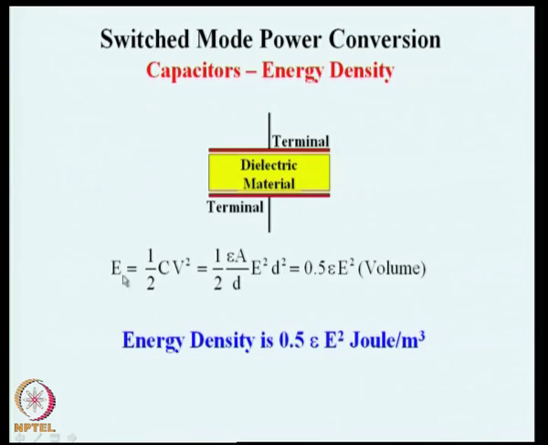If we substitute these numbers, very interesting results come. We can see that the energy stored in a capacitor depends on the electrical field intensity, the permittivity of the material, and the volume of the capacitor, the area of cross section and the distance of separation. If you try to find the specific energy storage in a capacitor, that is, per meter cube of volume, how much energy can be stored? That number is nothing but 0.5 epsilon E square. Energy density is 0.5 epsilon, the permittivity of the material, times the electrical field intensity that can be established.